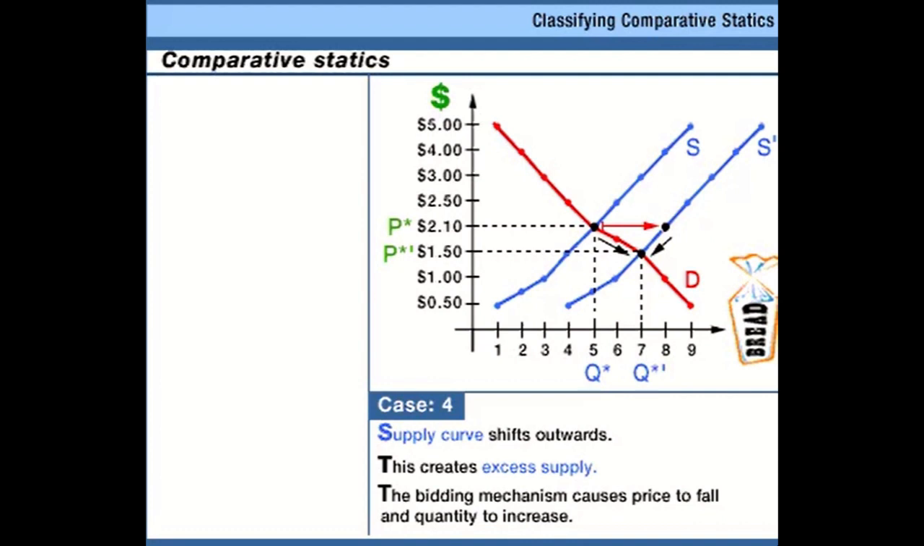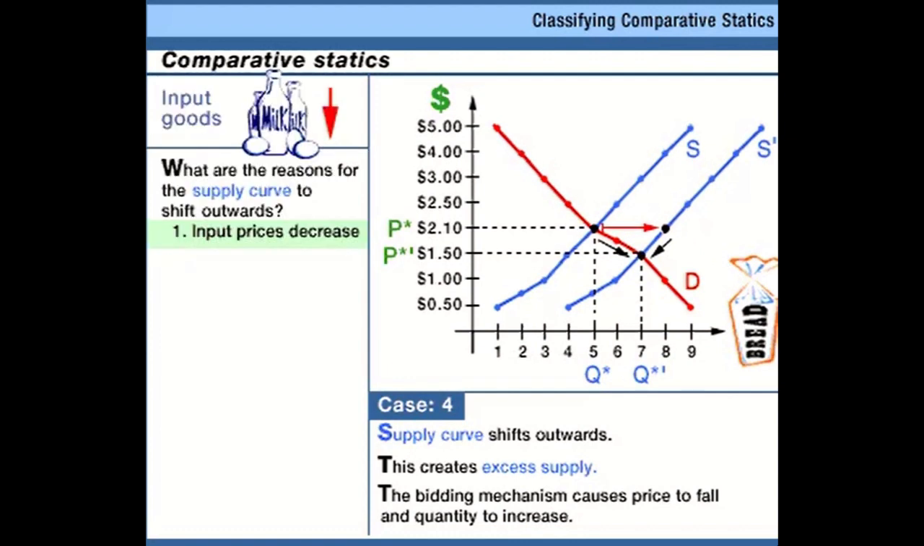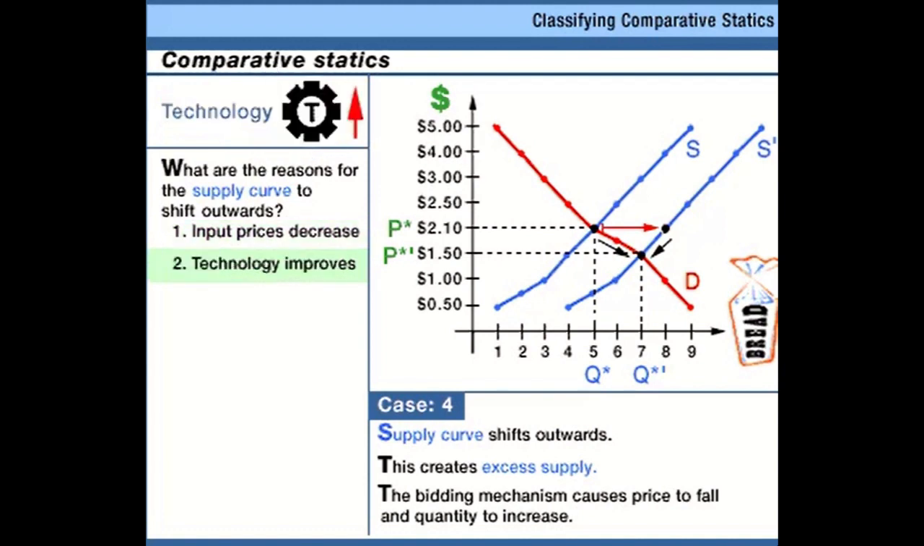The first would be if the price of input goods falls, making the production of bread more profitable. Sellers would make and sell more bread at every price than before. The second possibility would be an improvement in technology. With an improvement in technology, once again, production costs will fall, making it more attractive to offer bread for sale. Producers respond by offering more bread for sale at every price, an outward shift in the supply curve.